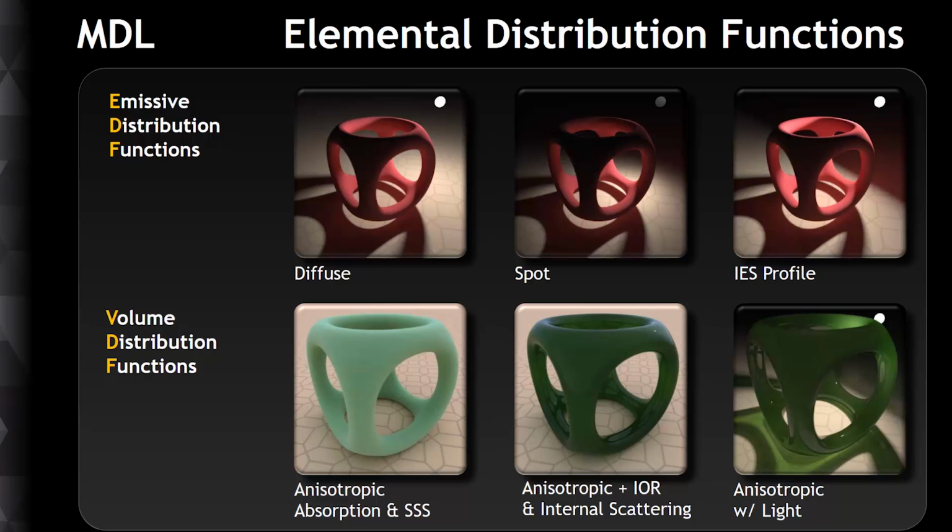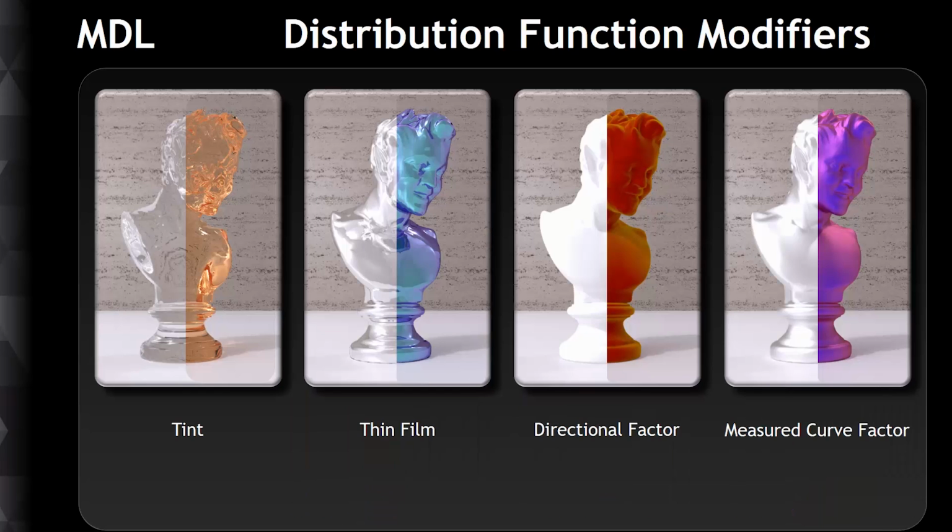So if we want to model a more complex material, then it's not just basically the BSDF. We want to have more. We want to modify the BSDF. Maybe we just want to give it a different color. But there's more complex things. We could do a color fall off with a directional factor or with a measured curve factor, or we could add thin film interference effects on top of a certain BSDF to vary the appearance of the BSDF.